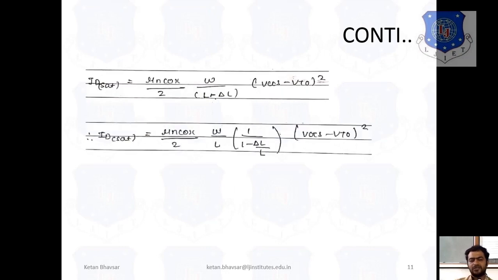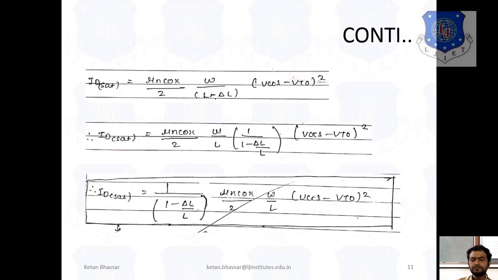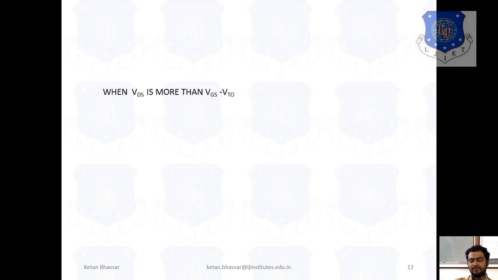So we can also simplify this equation: ID saturation is equal to mu n Cox by 2 W by L, times 1 divided by 1 minus delta L by L, into Vgs minus Vto whole square. So we simply divided by L in this particular situation. When Vds is more than Vgs minus Vto, we directly write 1 minus delta L by L is equal to 1 minus lambda Vds.